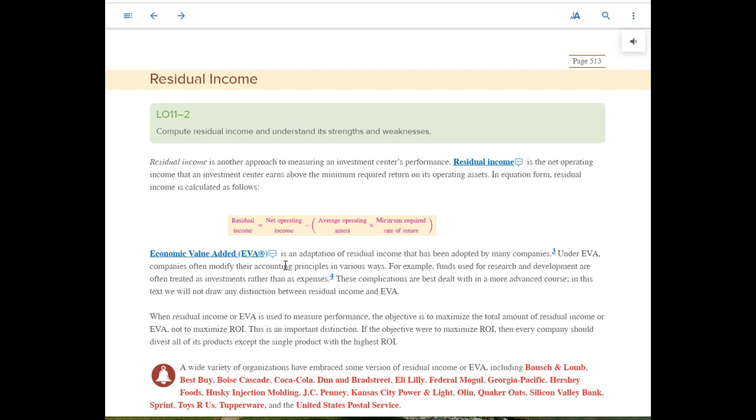It's the excess net operating income above the minimum you would like to have, based on the amount of assets you have invested in that part of the business. There's another concept called the economic value added concept. We're not going to make the distinction between this one and residual income. They do describe what it is here. Some companies use this, and they change the accounting around a little bit just for this computation. For example, funds used for research and development are often treated as investments rather than expenses. So don't worry about this. Just know it is another alternative, and it's very similar to the residual income approach.